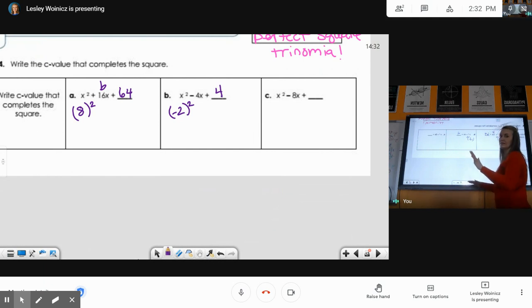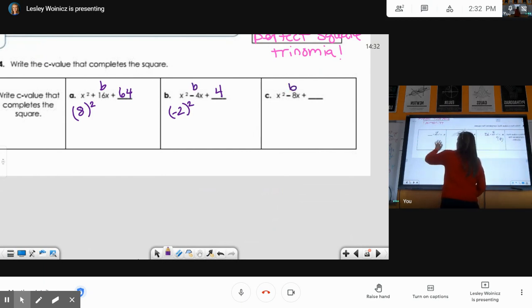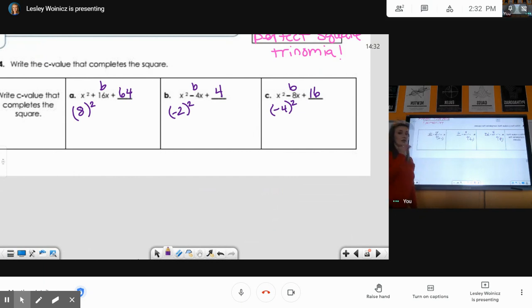This is as good as it gets, guys. We take negative 8, the B. We chop it in half. Negative 8 chopped in half is negative 4. Okay, we square that. We get 16. Each time, we've made a perfect square trinomial by completing the square.